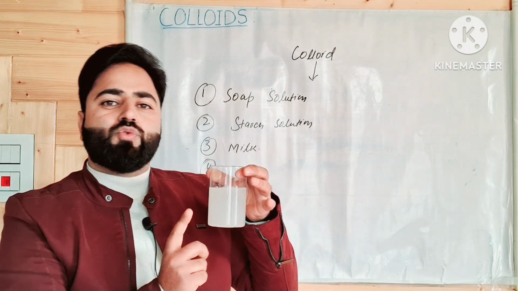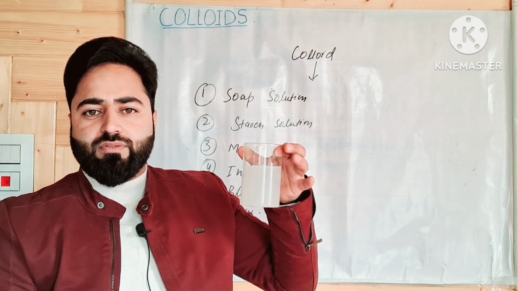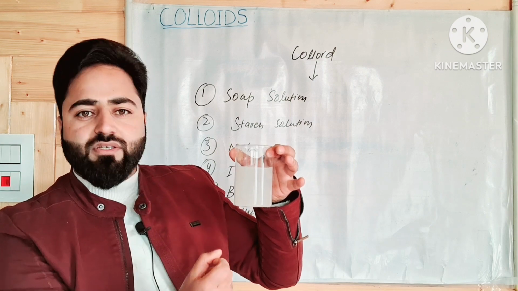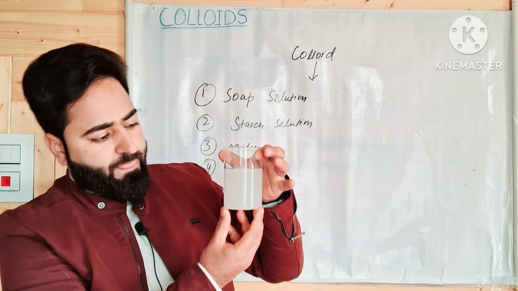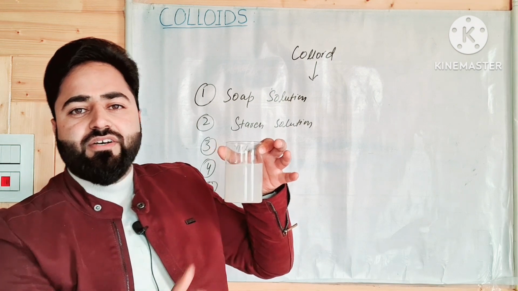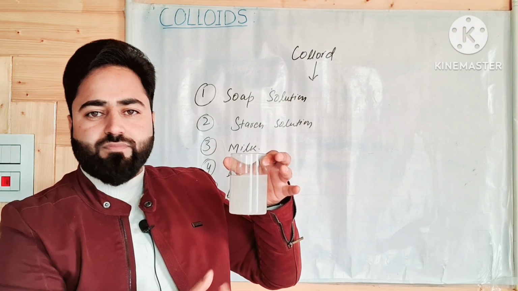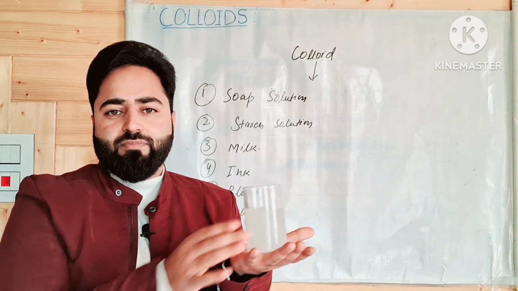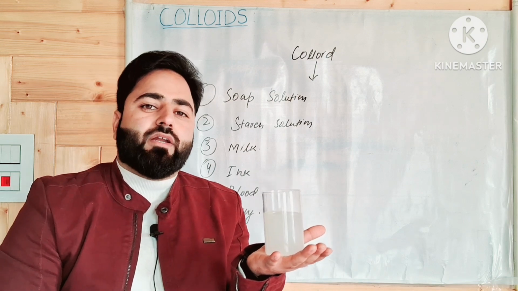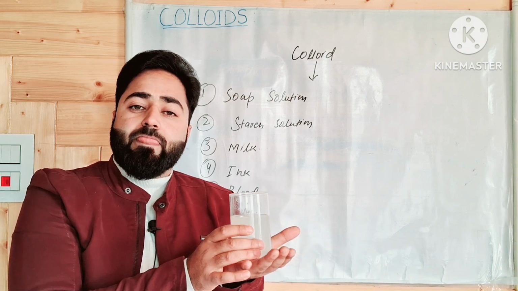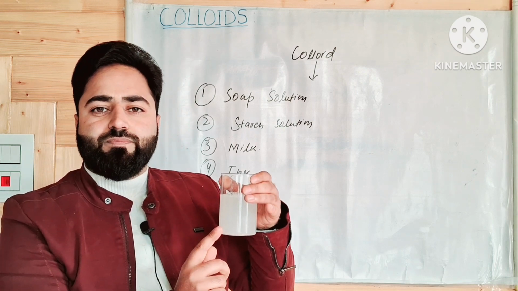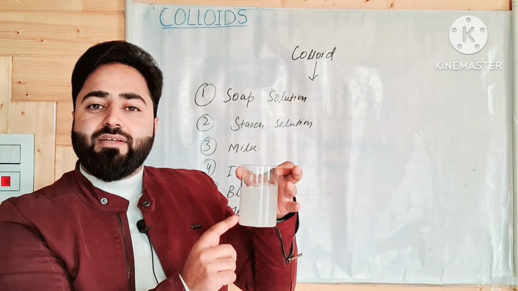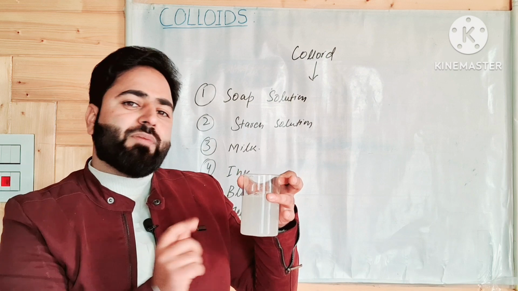A mixture of soap and water is a colloidal solution. We can't see distinct particles or individual particles of soap. We can't see distinct layers of soap and water. If we keep this solution for some time, the soap particles will not settle down. And if we filter this solution, the whole solution will pass through the filter paper, showing that this solution cannot be separated by filtration.